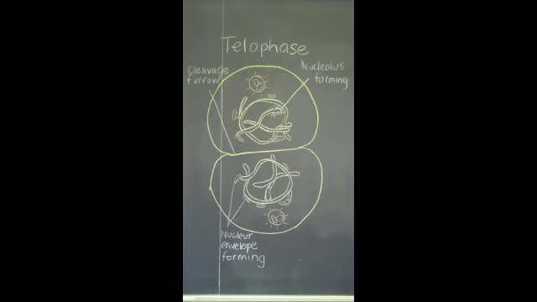Telophase. During this phase, the chromosomes move towards the ends of the cell and form into daughter nuclei. The nuclear membrane begins to reform and the chromosomes vanish. Poof!